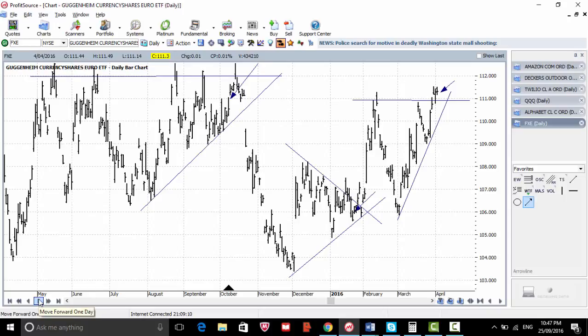So you can see the stock's hovering around that 111. So let me move to this date. What's this date here? The 5th of April.